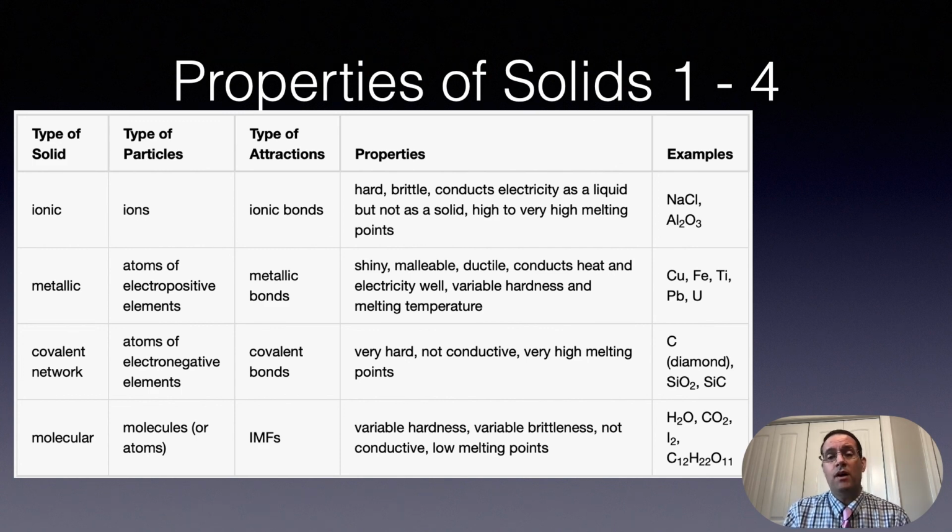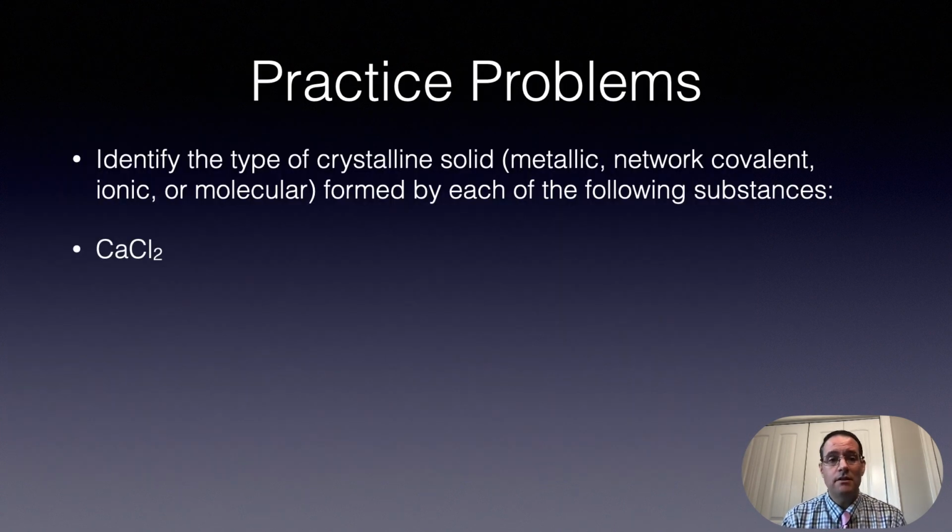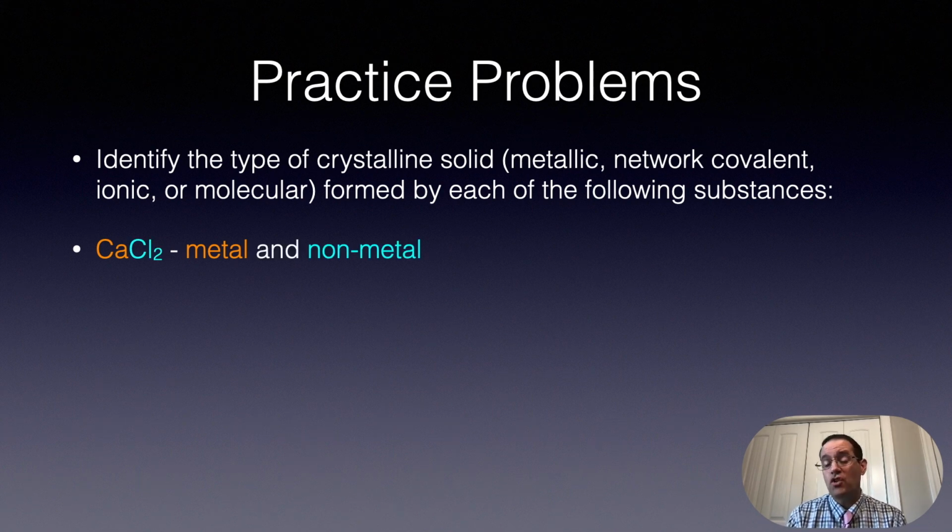Let's work a couple problems now to see what you need to know. So here we want to identify the type of crystalline solid, whether it's metallic, network covalent, ionic, or molecular, formed by each of the following substances, all right? So we've got calcium chloride. So take a look at the first element, it's a metal. Take a look at the second element, it's a nonmetal. So that means metal, nonmetal combinations are ionic, and so that's an ionic substance, okay?